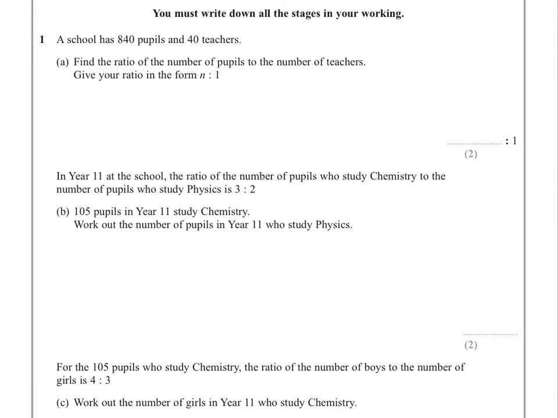Question 1a, find the ratio of the number of pupils to the number of teachers. Give your ratio in the form n to 1. So ratio of number of pupils to teachers, well there are 840 pupils and 40 teachers. Dividing both sides by 40, 840 divided by 40 gives me 21. So a ratio of 21 pupils to every teacher.